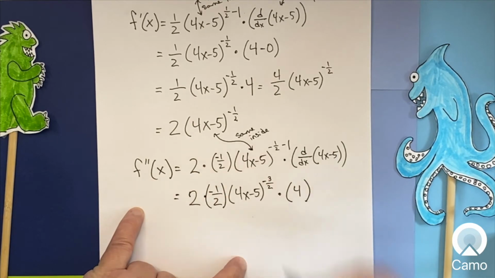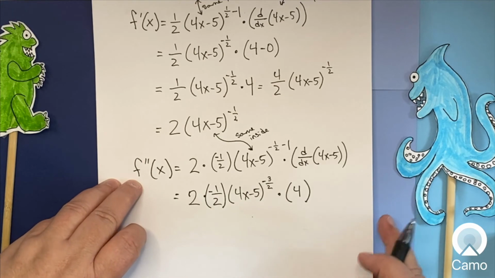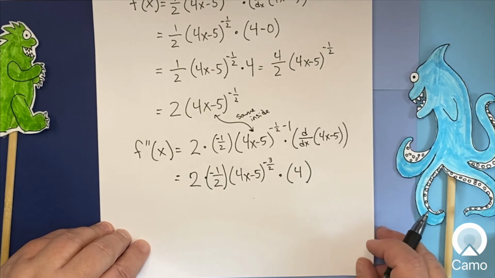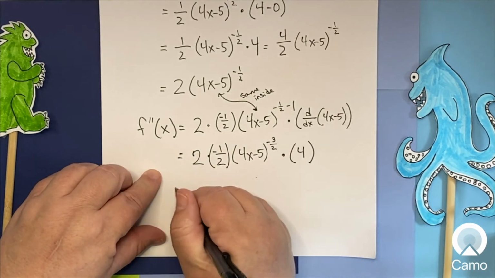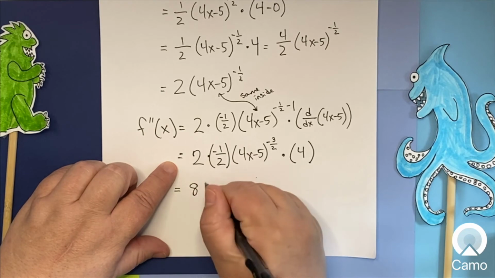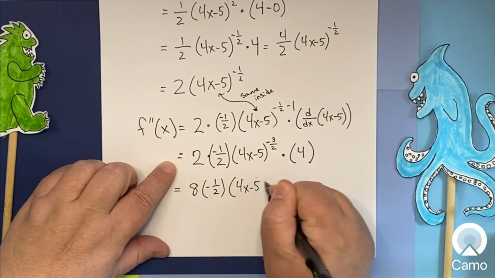Now, what have I got? I'm going to bring the 4 over here. So I've got 8 times negative 1/2 times 4x minus 5 to the negative 3/2. Okay, so 8 times negative 1/2 is a negative 4 times the quantity 4x minus 5 to the negative 3/2.